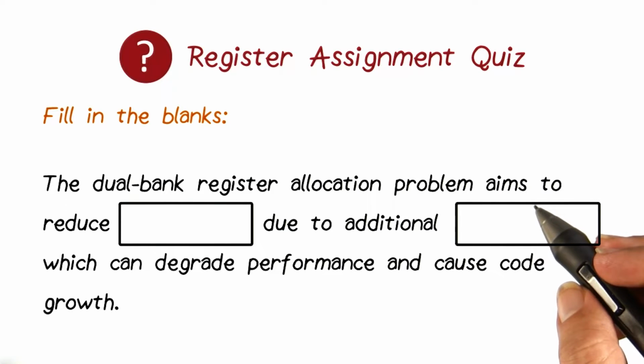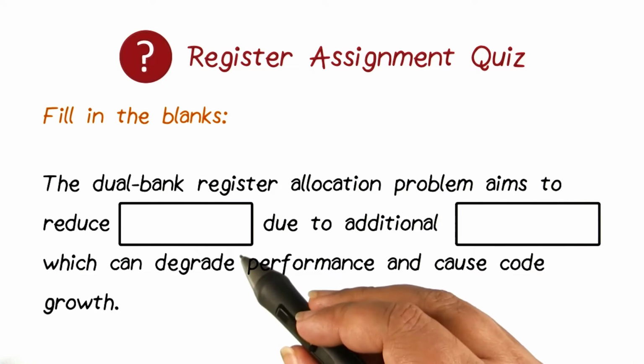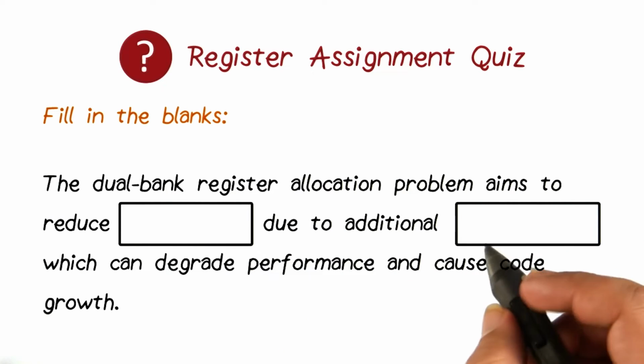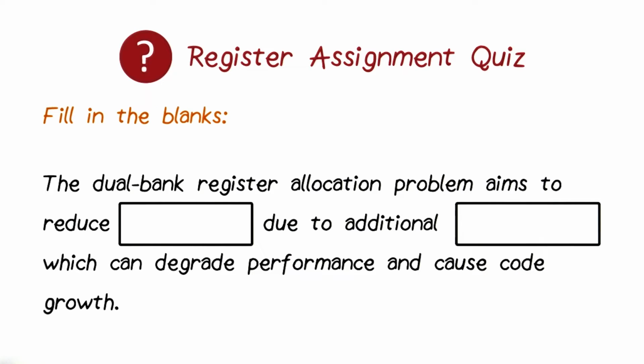What we have here is a nice simple statement. I would like you to fill it in with the right words to get the concept across. The statement is, the dual bank register allocation problem aims to reduce blank due to additional blank which can degrade performance and cause code explosion. Please go ahead and mark your answers now.